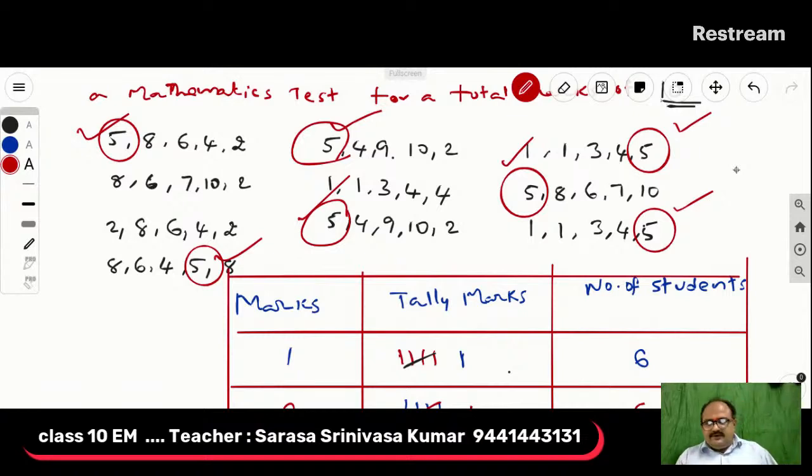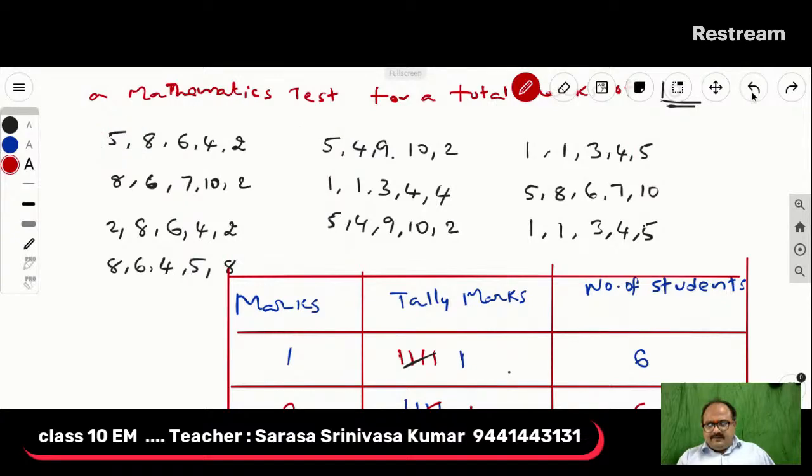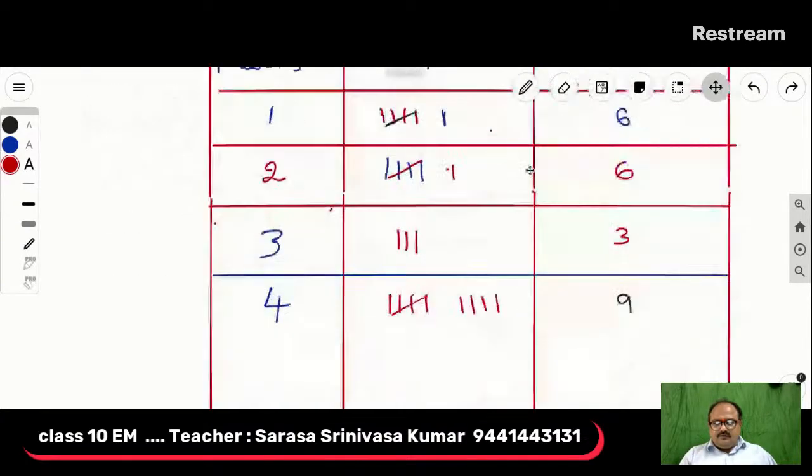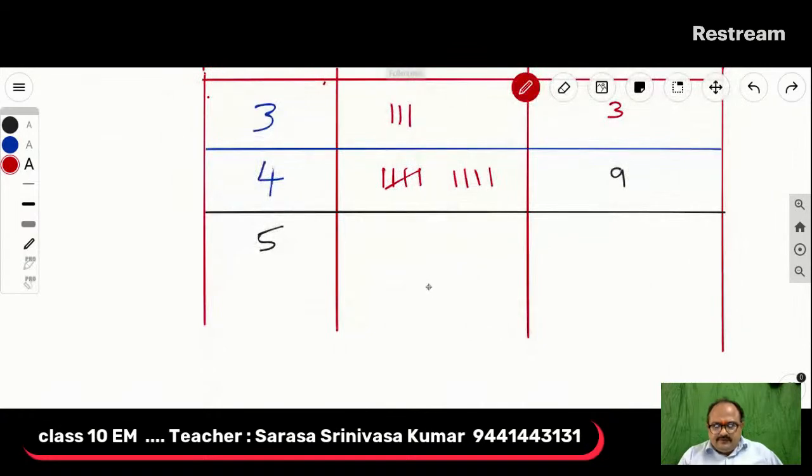So we represent this in terms of tally marks. 5 marks are obtained by 7 students. We'll write here. So 7 can be written as 5 plus 2. Here 1, 1, 1, 1. So this is 5. 2, 1, 1. So this is how we write the tally marks. So total 7.